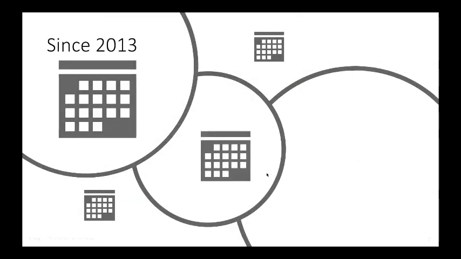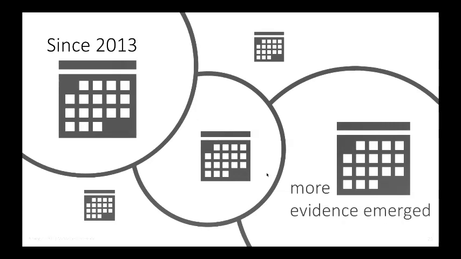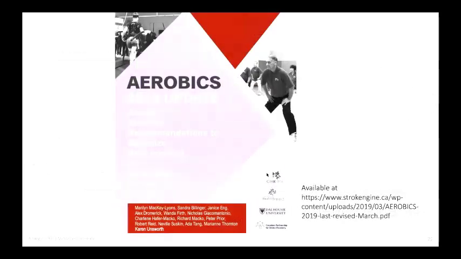So since 2013, a lot of evidence has continued to emerge, and that led to an update that, as I mentioned earlier, was published in 2019. So this is the 2019 update to the aerobics guidelines, and I've provided the link here for you to access the full set of guidelines. They're freely available there.